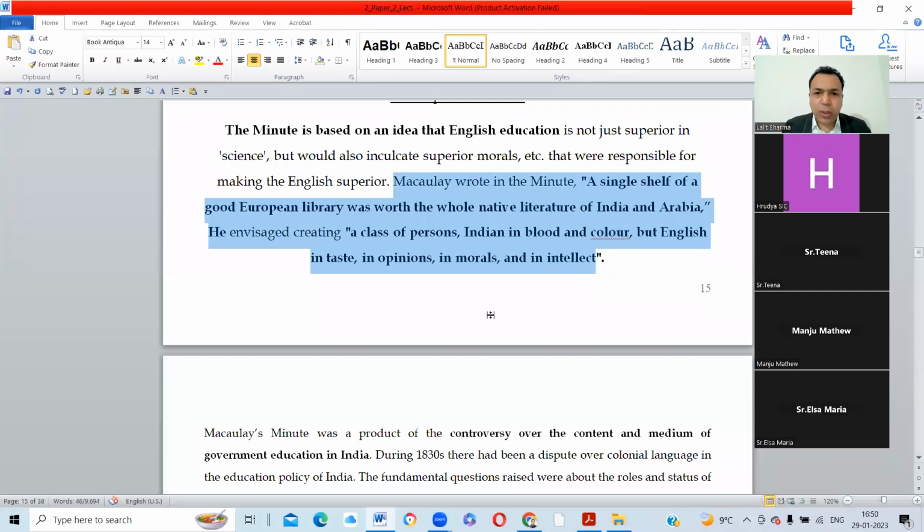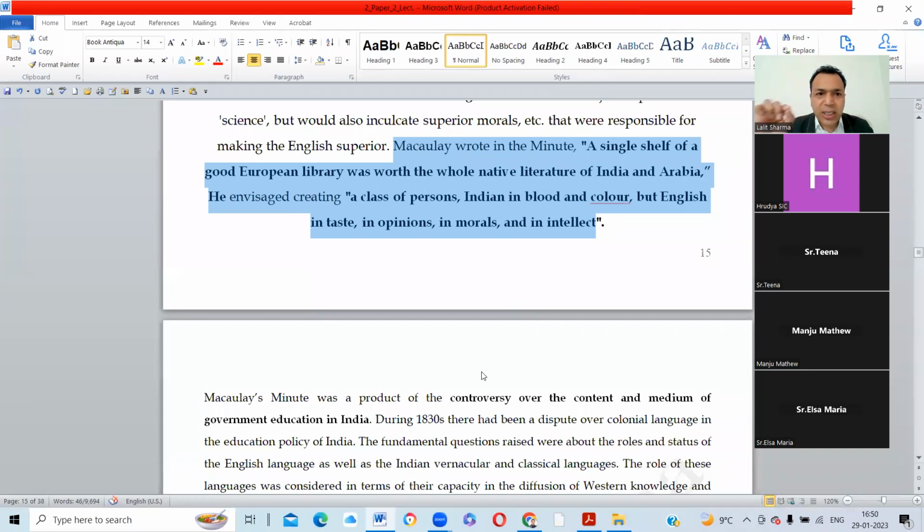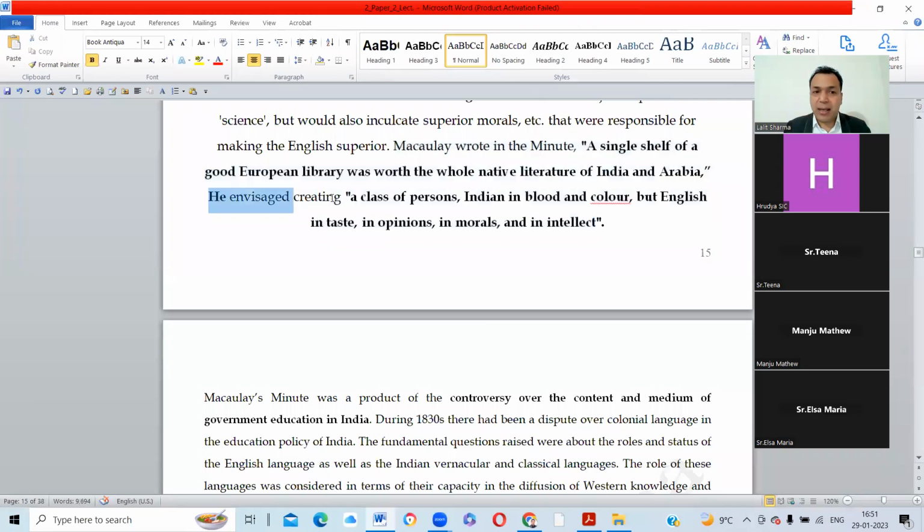Macaulay wrote in his minute, a single shelf of a good European library was worth the whole native literature of India and Arabia. He invested in creating a class of persons, Indian in blood and color, but English in taste, in opinions, in morals, and in intellect. So guys, whatever we learn now, whatever the history, whatever the culture, it impacts our mind.